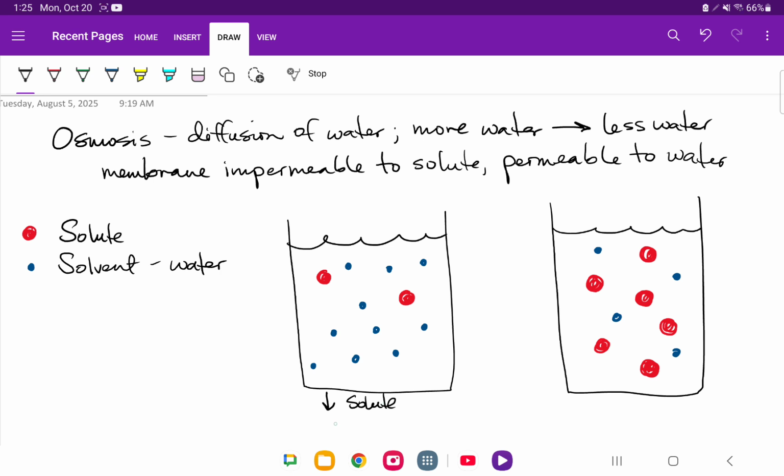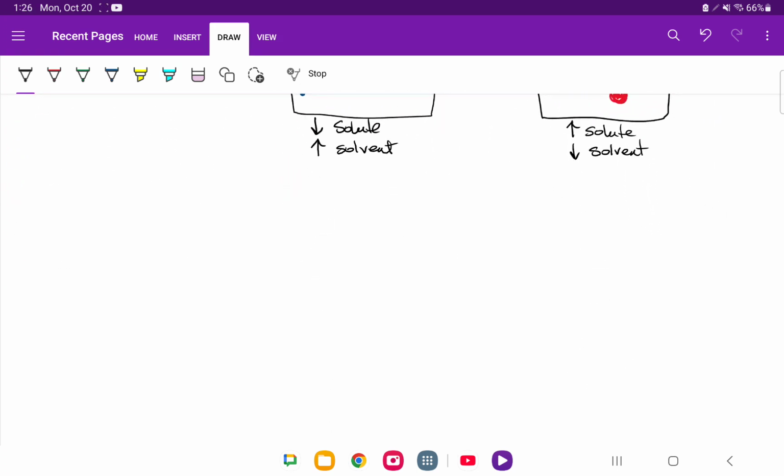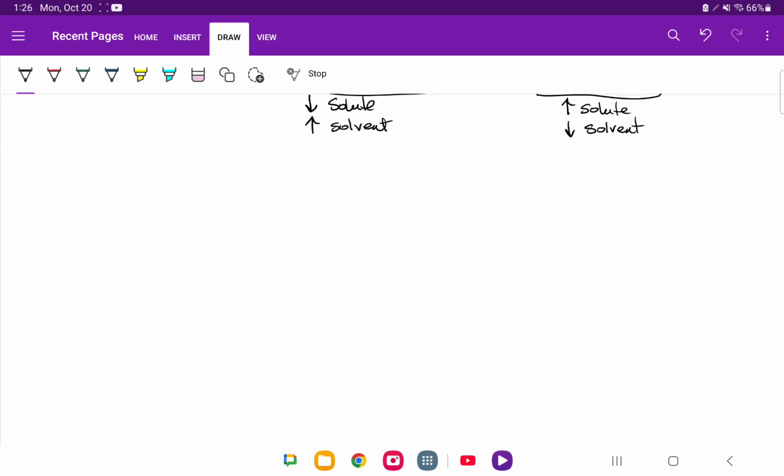And we have a relatively high solvent concentration. In the beaker on the right, we have a high solute concentration. And we have relatively fewer solvent molecules when compared. This is going to be kind of important to how I explain osmosis and those tonic solutions like hypotonic, hypertonic, and isotonic. So let's switch from thinking about beakers to thinking about a cell sitting in a solution.